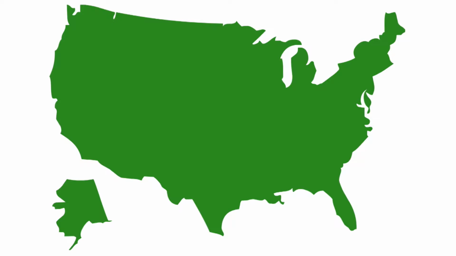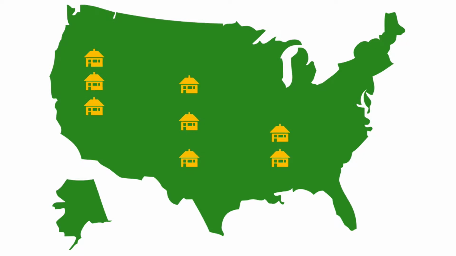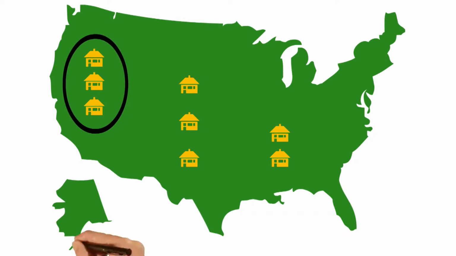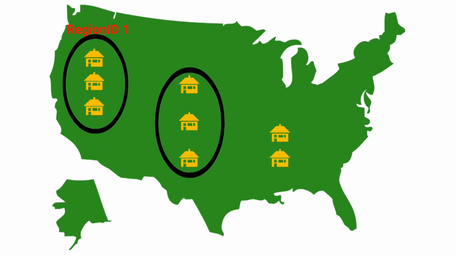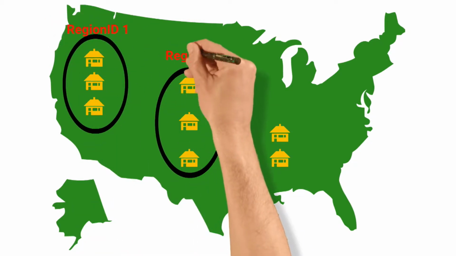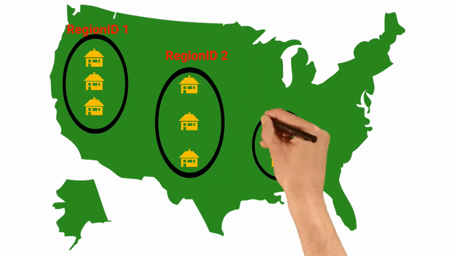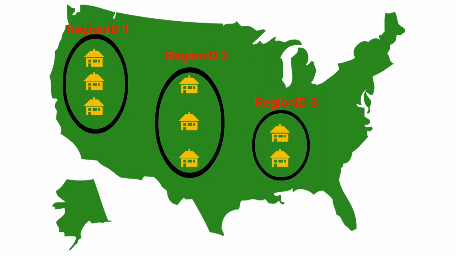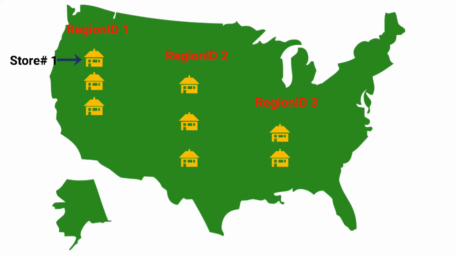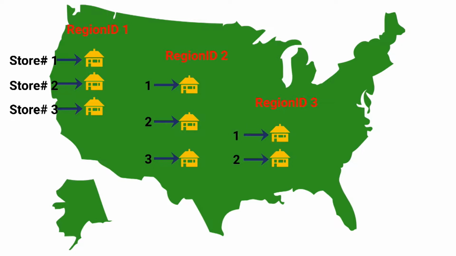Now, imagine you're a retailer with stores across the country. It's common to separate these stores by region. So the stores in the West might fall under region one, the stores in the middle of the country might fall under region two, and the stores in the east might fall under region three. Within these regions, you gave out store numbers. So store one, store two, and store three in region one, store one, two, and three in region two, and store one and two in region three.